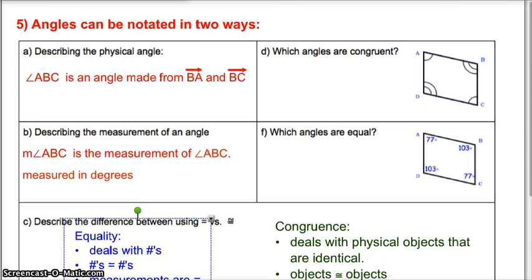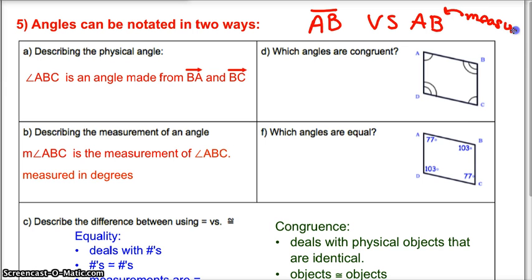Almost done. So this graphic is pretty much what we did in Unit 1 when we dealt with the idea of segments. So think back when we did AB versus AB without, so segment AB versus the measurement of between A and B. That's exactly what we're doing here, except with angles.